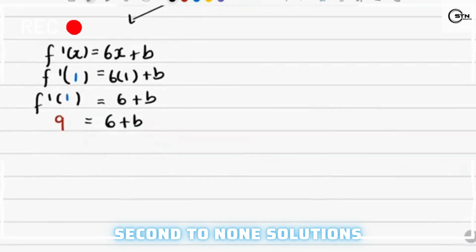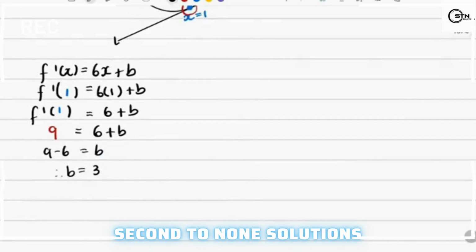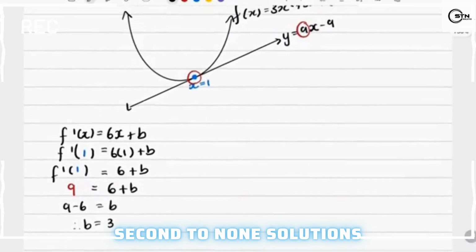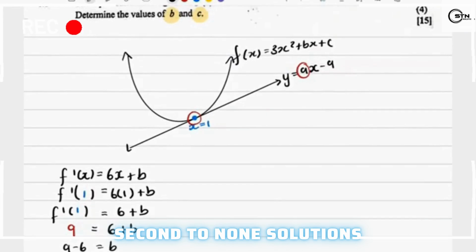As you can see, we're already going to solve for b. Take 6 over, that gives you 9 minus 6 equals b. And so you know that b is equal to 3. There we found our first expression, our first equation technically. Now, what can we use to find the second equation?